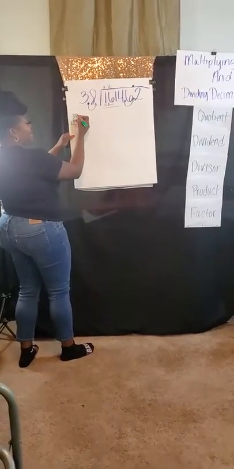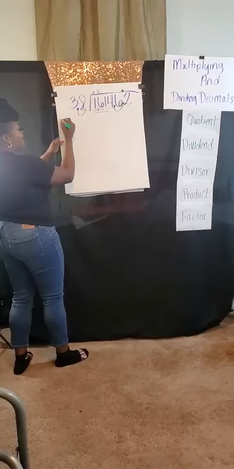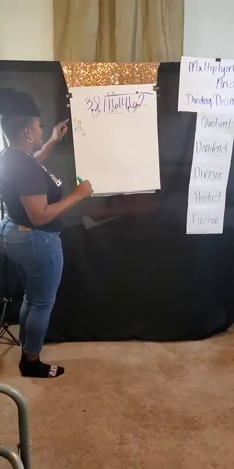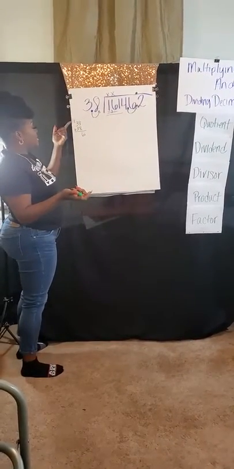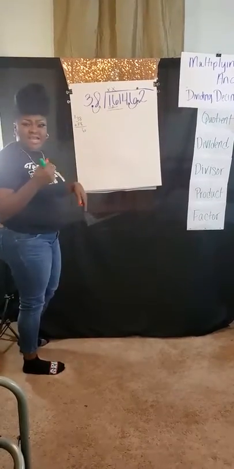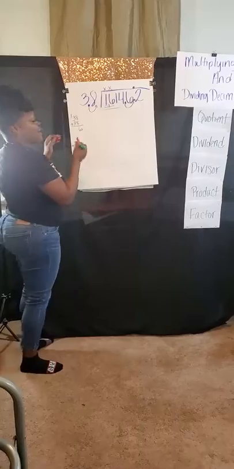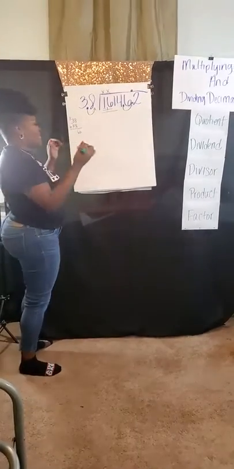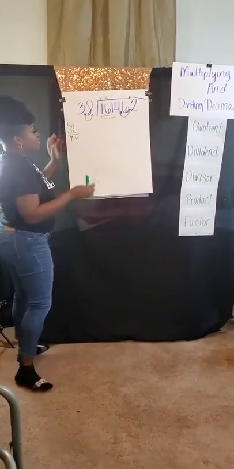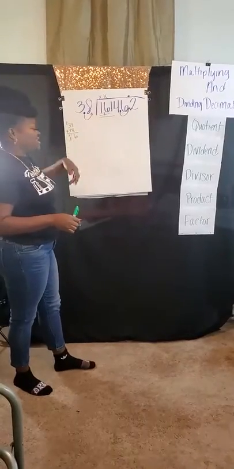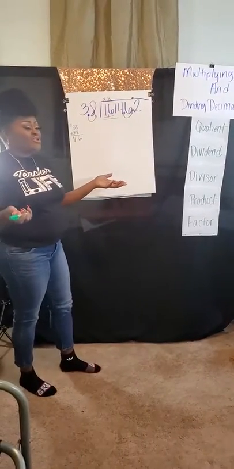38 plus 38. 8 and 8 is 16. Carry the 1. 3 and 3 is 6, add 1 is 7. My brain is moving faster than my mouth is. So 38 plus 38 is 76. Can we put in some more? I think so.